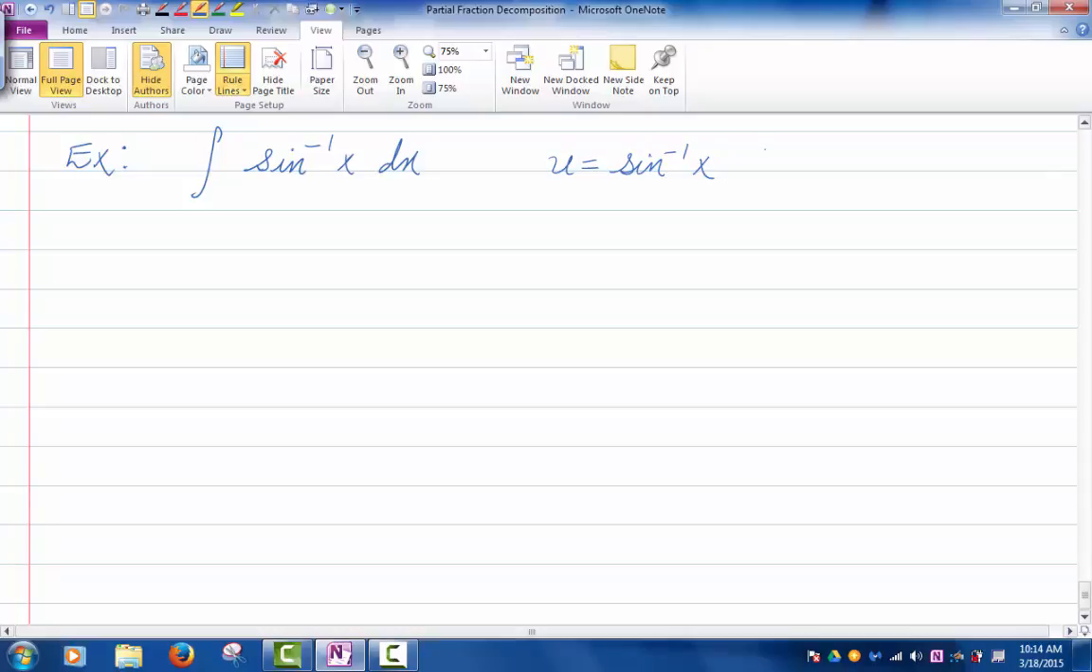Can you take dv to be sine inverse of x dx? Oh, that's a dumb choice, because you're trying to find the integral of sine inverse. When you take dv to be that, you have to find that integral, so that's going to be a bad choice. So dv would be dx, and then du would be 1 over root of 1 minus x squared dx, and v would be x.